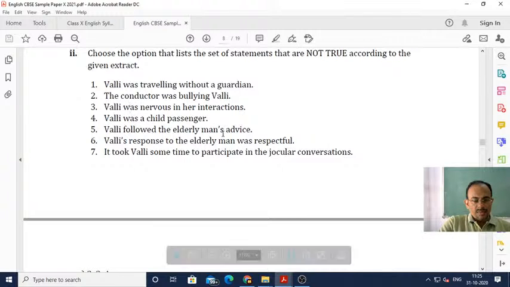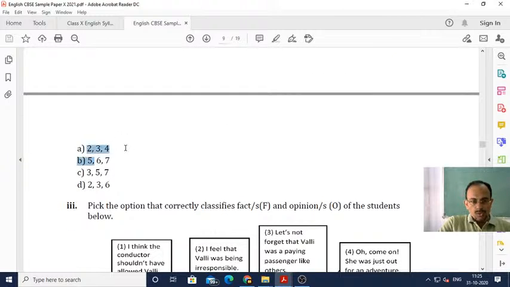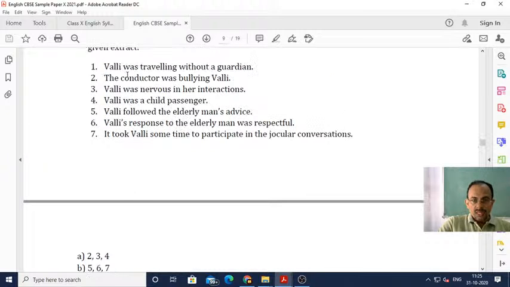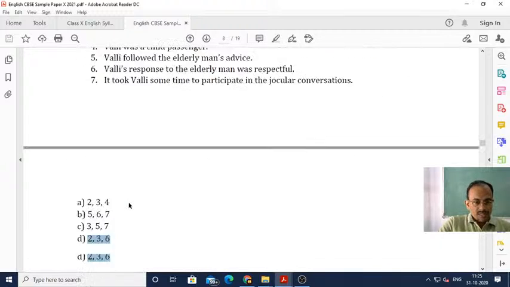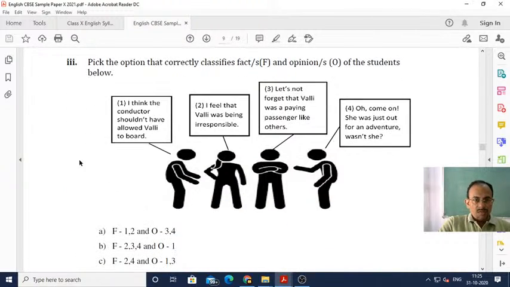Vali followed the elderly man's advice. Vali's response to the elderly man was respectful. It took Vali some time to participate in these jocular conversations. So you've got to see whether it is 2 3 4 or 5 6 7, 3 5 7, 2 3 6, which are not correct in the context of this particular extract. So likewise the pattern will be given, and then you see another pattern.